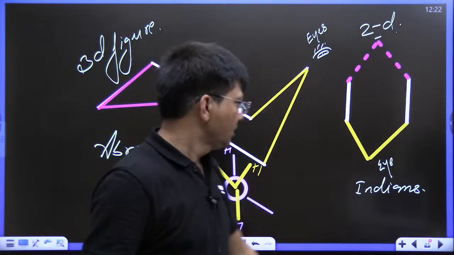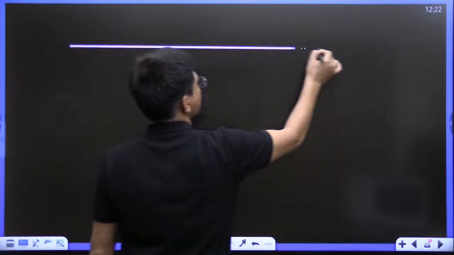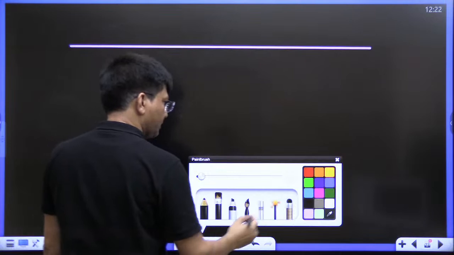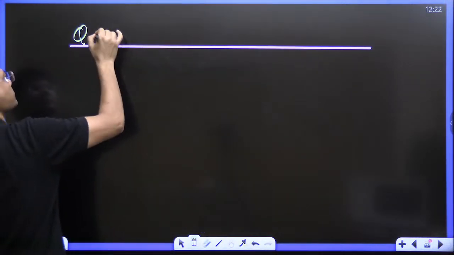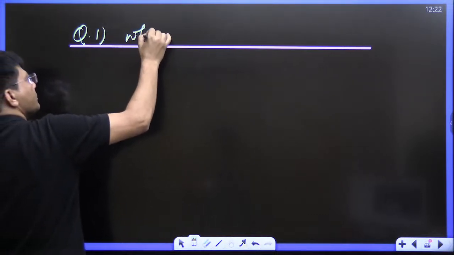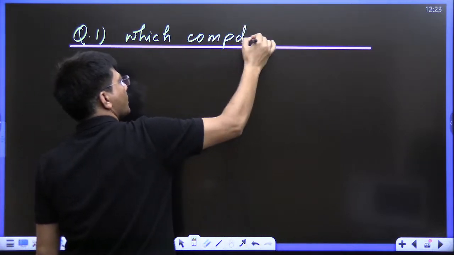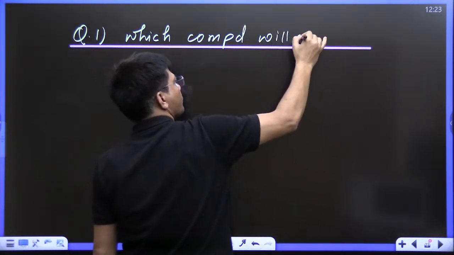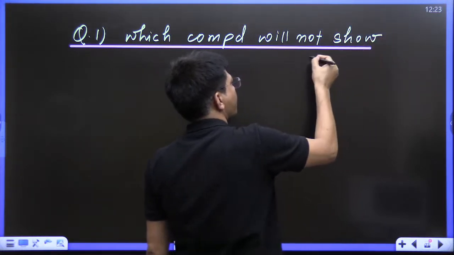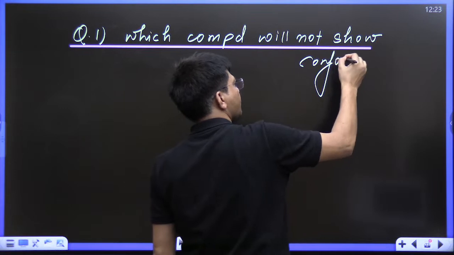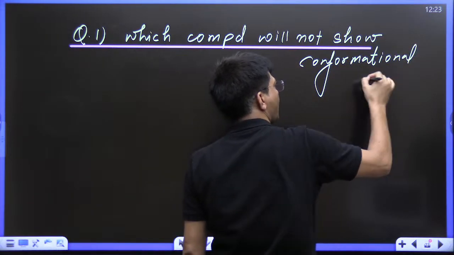Now the question part, kids, try to understand this question's answer. Simple questions I am going to ask. Question number 1: Which compound will not show conformational isomerism?